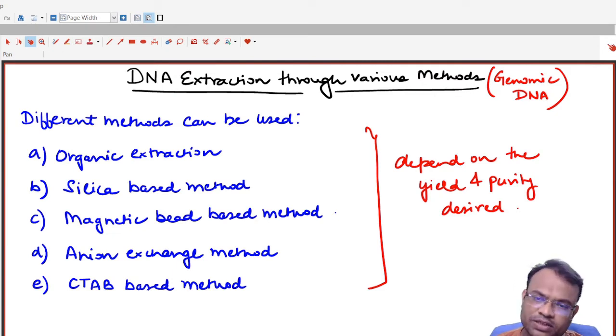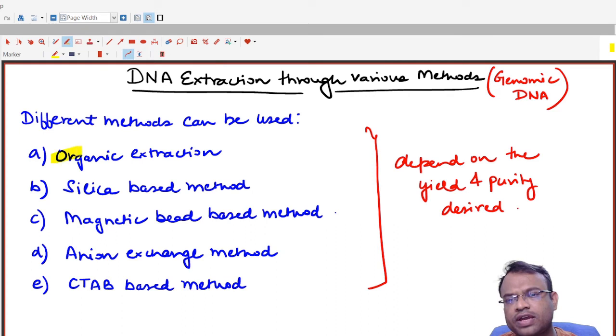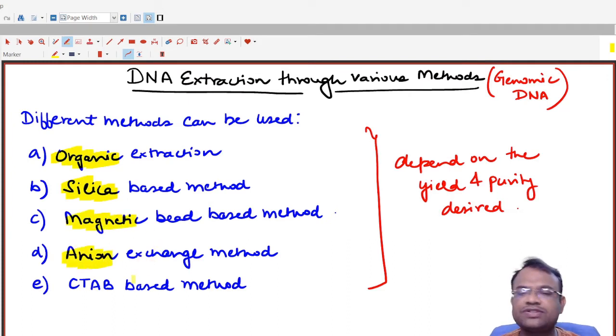Starting with, what are the different types of methods for DNA extraction? The first method is organic extraction. The second one is the silica based method. Third is the magnetic bead based method. Fourth is the anion exchange method, and the final, fifth one is the CTAB based method. So these are the different types of methods that are used for isolating the DNA.